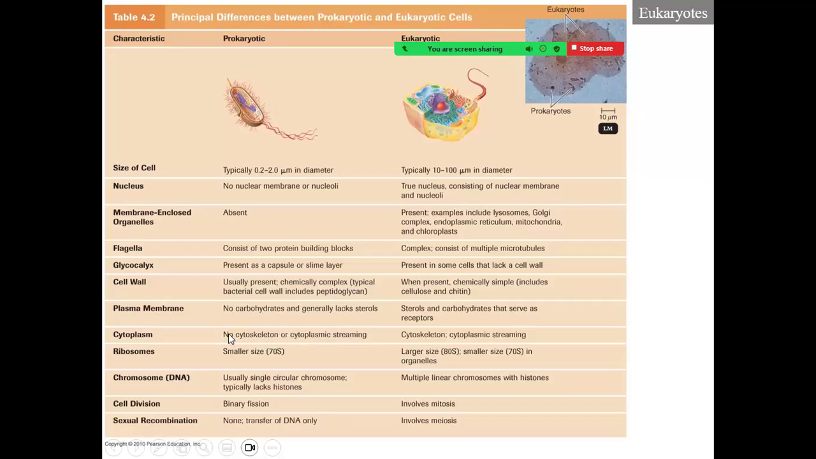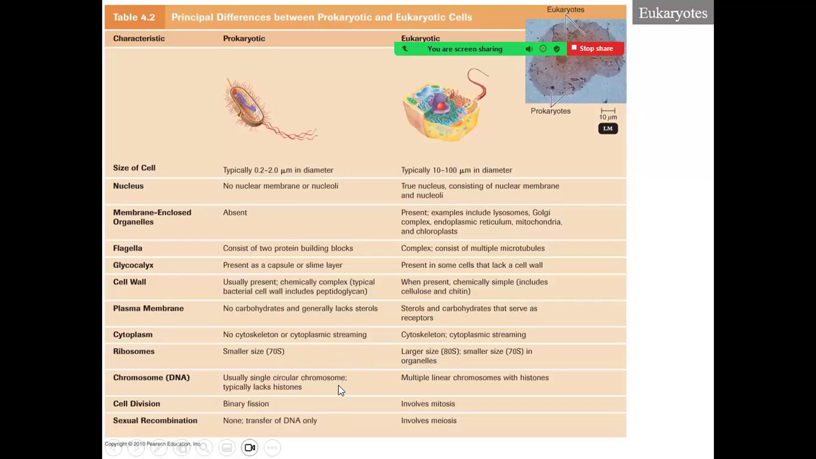Cytoplasm. This is a little bit old. There is a cytoskeleton in the prokaryote cell. It's been found now about 15, 20 years ago. Like I said, this is an old slide and the author never corrected it. There's no cytoplasmic streaming in a prokaryote cell. I'll show you that in a little bit. There is a cytoskeleton, very complex, in a eukaryote cell, and cytoplasmic streaming. The ribosomes differ. The prokaryote ribosomes are a little smaller than the eukaryote ribosomes.